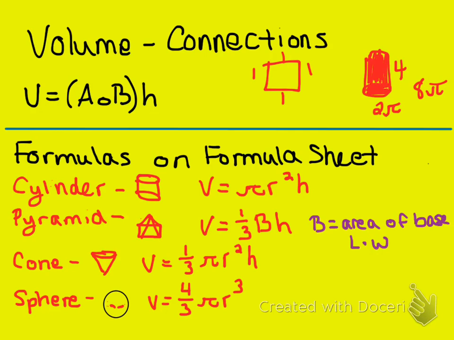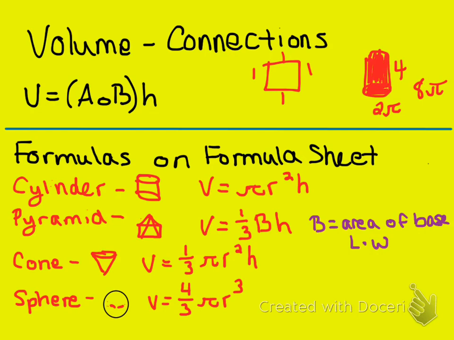Now at the bottom are the actual formulas that you get on your formula sheet. So if you have your formula sheet, get that out and make sure that you look at these formulas. You may even want to copy them down because I'm going to be referring back to them as I go through the rest of the video. So look at, for a cylinder, I just did this one. The volume is equal to pi r squared h. Then look at a pyramid. You notice that the volume is 1/3 base times height. But notice that the B means the area of the base, which is length times width.